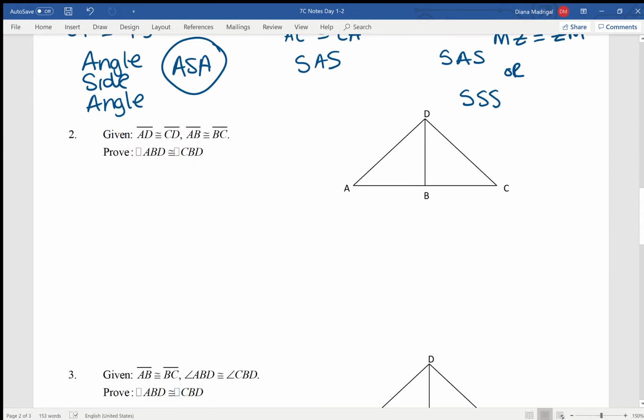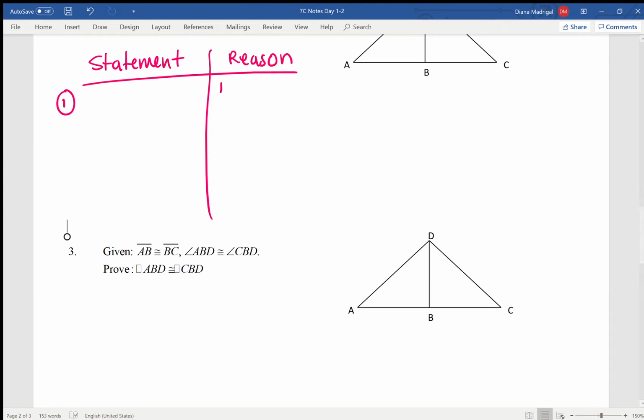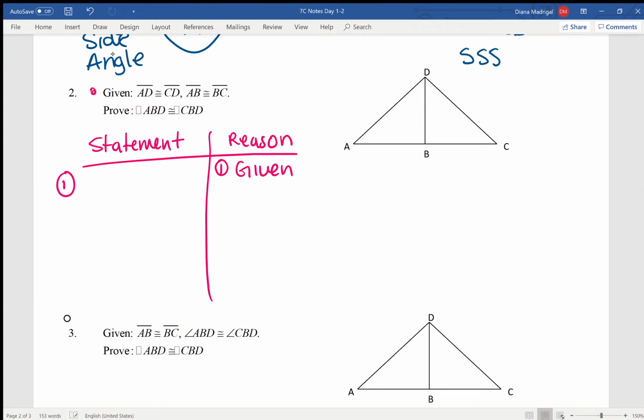All right, now we come to the fun part of the notes, the statements and reasons. We know how to do this. So statement and reason. Your first one, I told you, is going to be the given. So given, and what's my given? I told you that I was going to give it to you. It's right here. This is the given and this is the proof. So that means that AD is congruent to CD and AB is the same thing as BC.